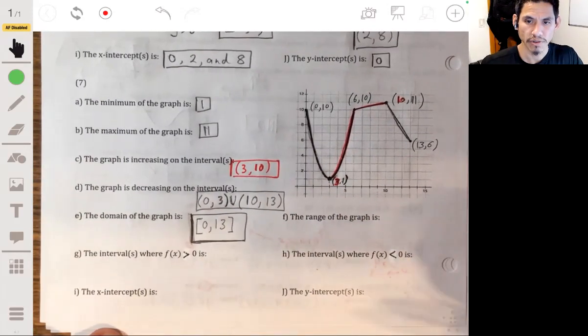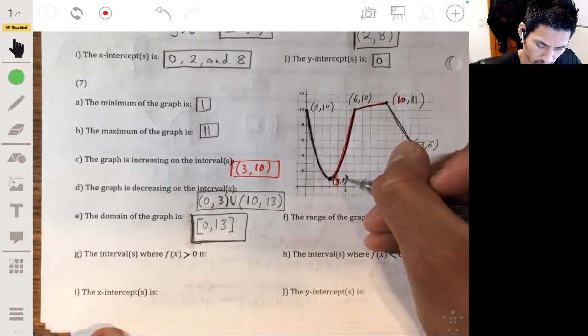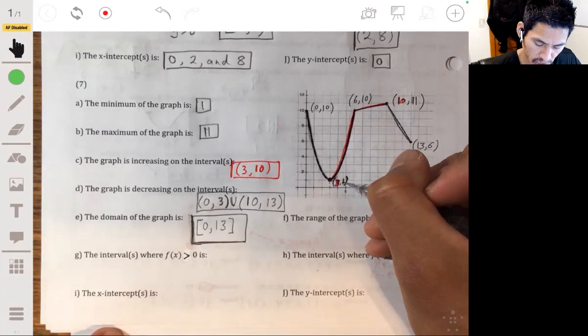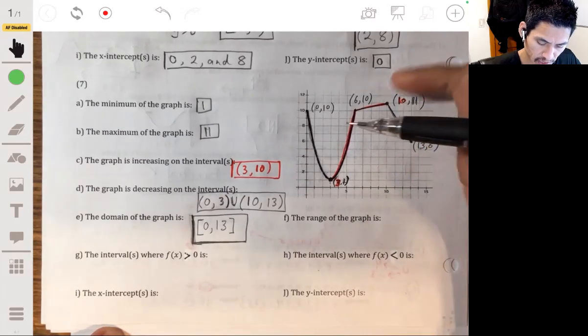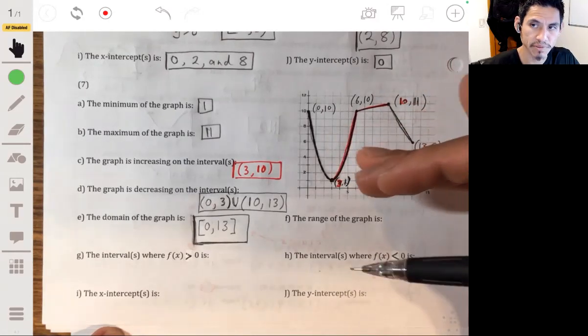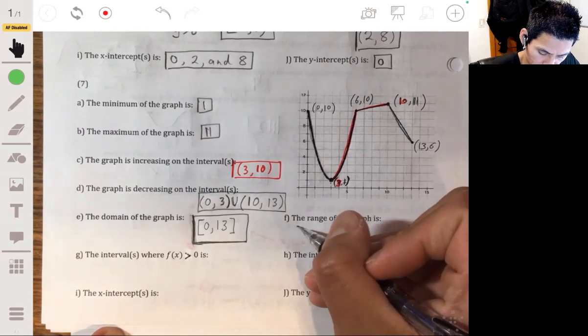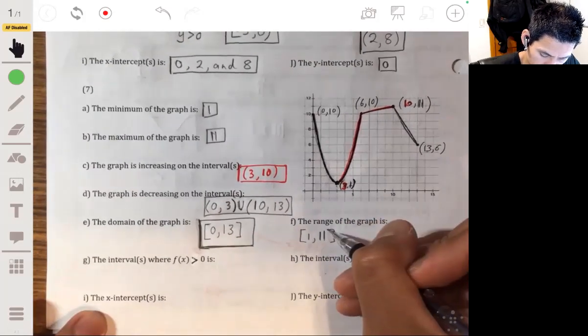The range are all the y values. So at the very bottom, the lowest y value here is 1. But the largest y value here is 11. Bottom to top. And again, we're not skipping any, there's no gaps or anything. So we can write it as 1, comma 11 in brackets.